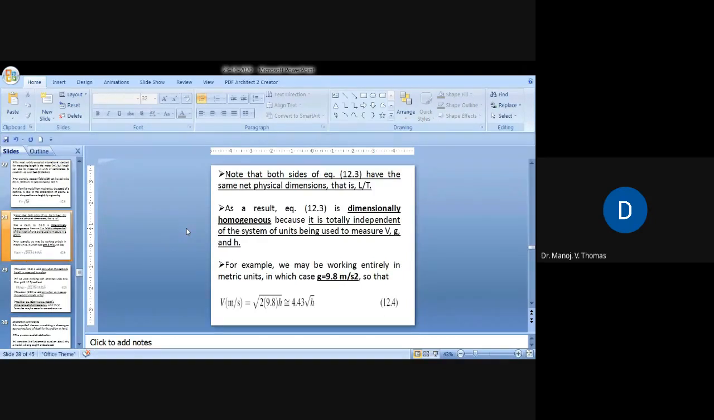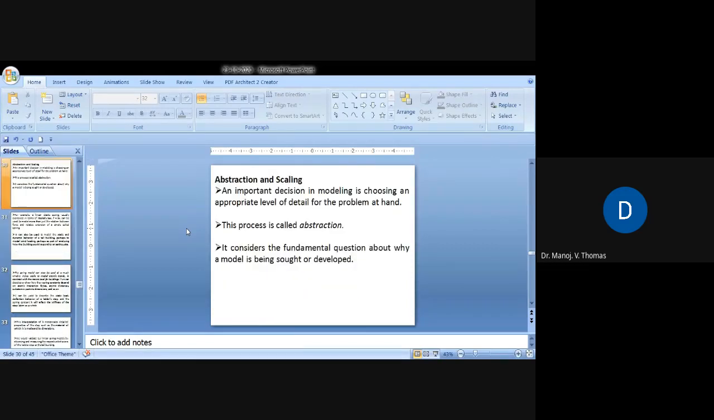So that is why these are dimensionally heterogeneous. The second mathematical principle is abstraction and scaling. It depends upon the details that we want to analyze and model. An important decision in modeling is choosing an appropriate level of detail. This is called abstraction. It considers a fundamental question about why a model is being sought or developed. What is the aim of a particular model?